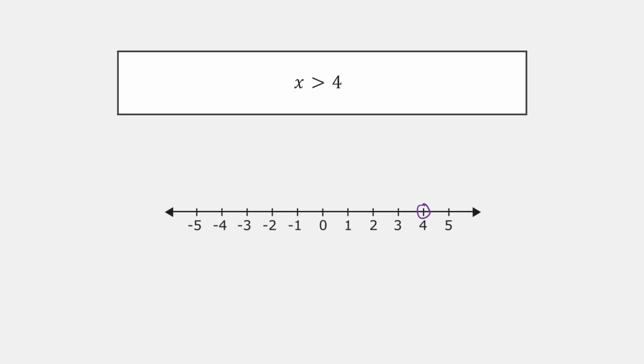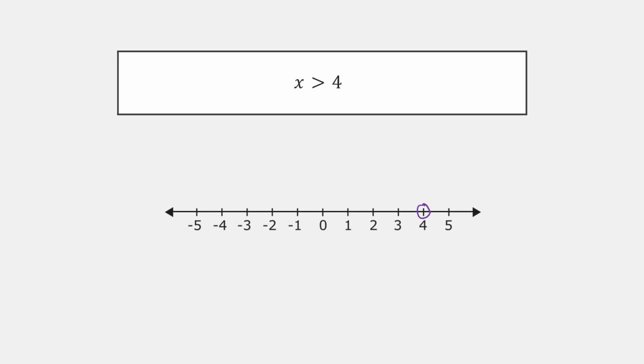If you have greater than or less than, your dot is going to be open. But if you would have greater than or equal to with that little line underneath, or less than or equal to, the dot would be closed because that means it includes that number. So in this case, since we don't have that line underneath the greater than to make it greater than or equal to, our dot is going to stay open.